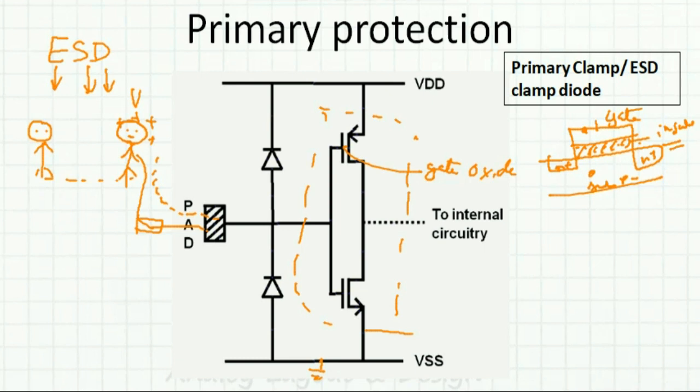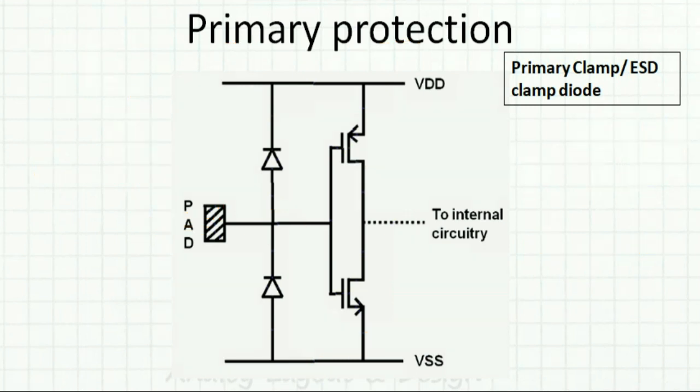If it is a low voltage device, it will have a thin gate oxide, so that gate oxide will break down. We don't want this to happen, so we do some amount of protection. We will see to it that this high voltage does not reach these devices, and we protect the internal circuitry from breaking down. That is what is known as ESD protection. There are many ways to protect. In that, first we will see what primary protection means.